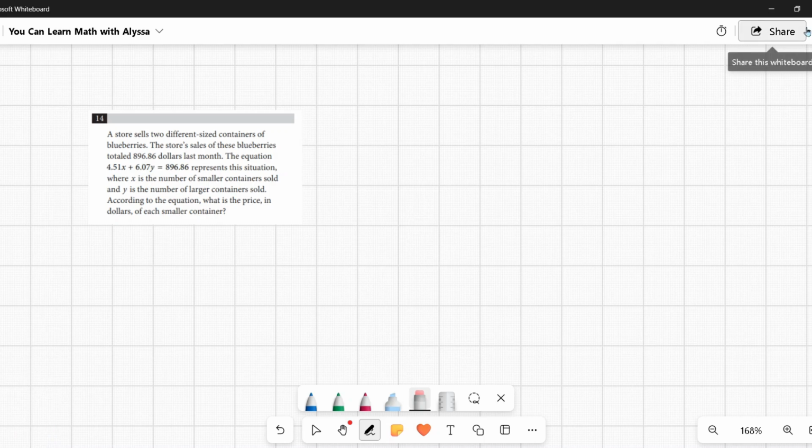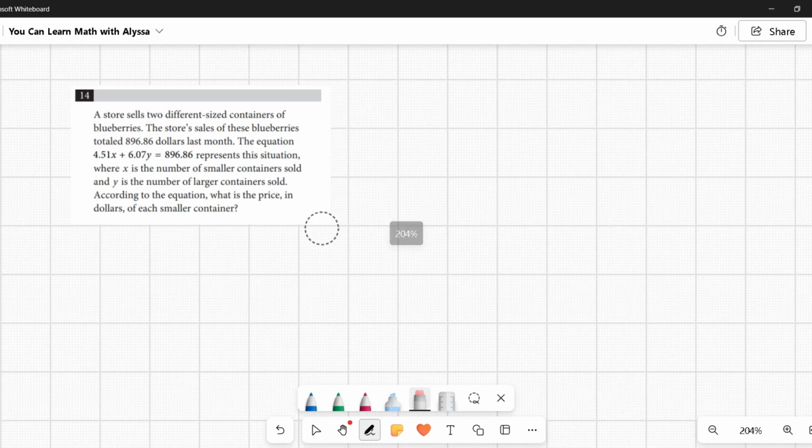All right, number 14. Zoom in a bit here. A store sells 2 different sized containers of blueberries. The store's sales of those blueberries totaled $896.86 last month. The equation 4.51x plus 6.07y equals 896.86 represents the situation.